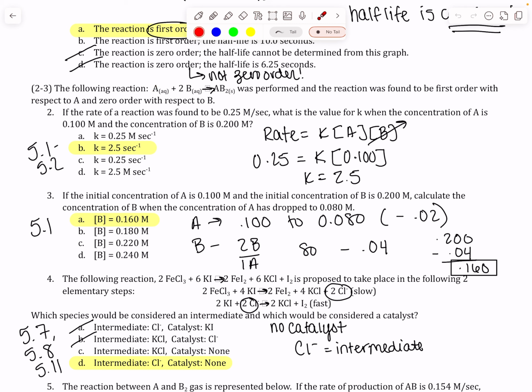So that means that for B, if the A went down by 0.02, B goes down by 0.04. So I take that initial for B, subtract out the 0.04, and I get 0.160, which is right there. You can also use an ICE table, which is what I used in the key on the UDOs for this, but the ICE table is the same work as this, so you're doing more or less the same thing.